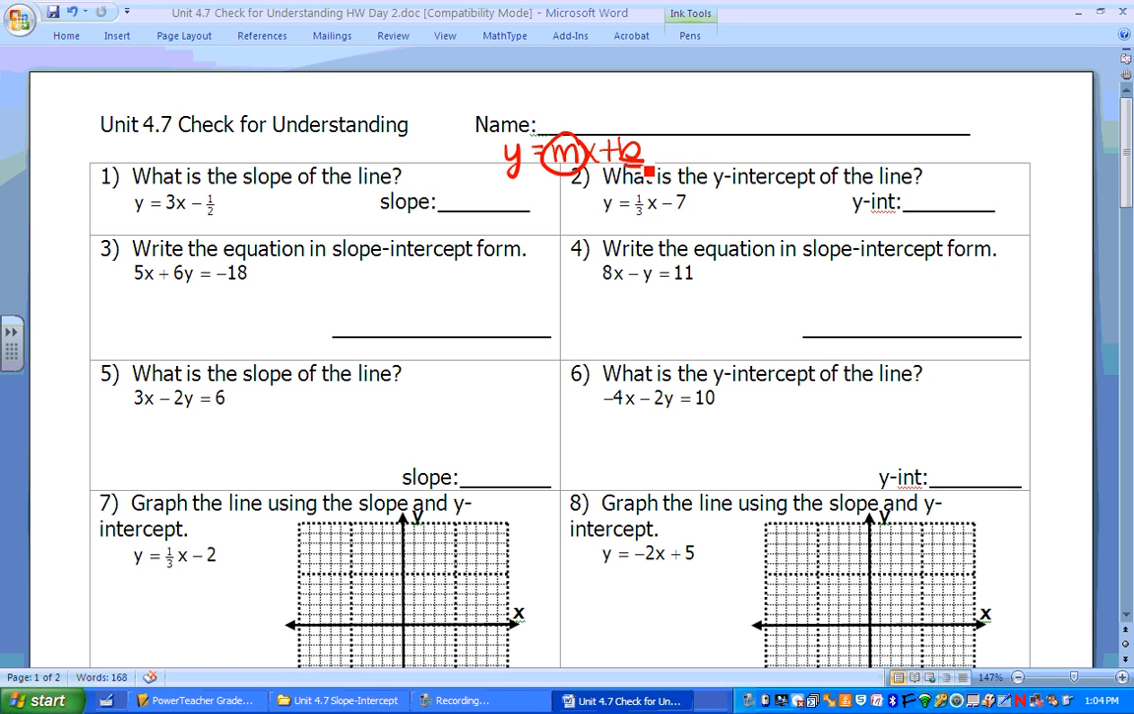So the number in front of x, which we call the coefficient, is the slope, and the constant number is the y-intercept. So here, our slope would be 3, the y-intercept would be negative 1/2.